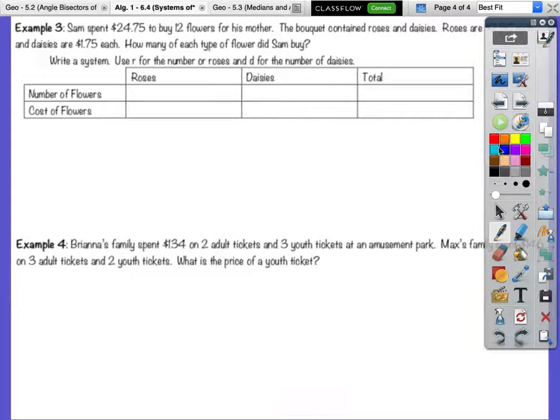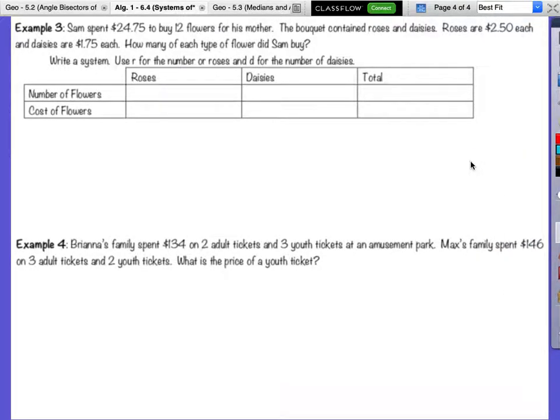So in number 3, Sam spent $24.75 to buy 12 flowers for his mom. Aw, how nice. The bouquet of flowers contained roses and daisies. Roses are $2.50 each, and daisies are $1.75 each. How many of each flower did Sam buy? Well, first my takeaway is flowers are expensive. But how many of each type did Sam buy? So we need to write a system of equations for this, and we're going to use R for the number of roses and D for the number of daisies. So R and D are kind of like our X and Y here. They're our variables.